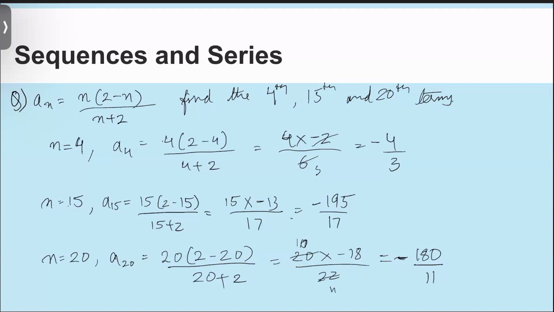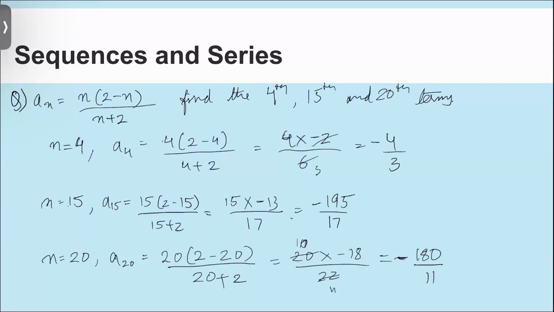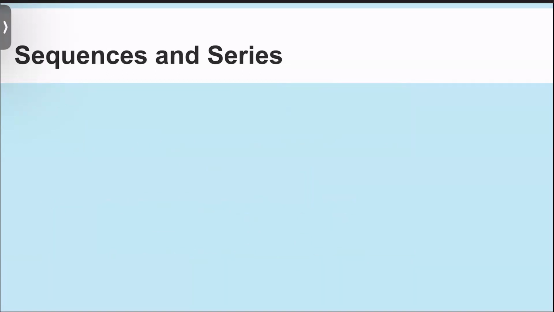Okay, let's see if we can find any sort of d for this. So over here, let's find our first, second, and third terms also and see if we can find any d. Okay, so your a_n is equal to n(2 minus n) upon n plus 2. Let's find our a1. So that is 1 into 2 minus 1 upon 1 plus 2. This is 1 into 1, so this is 1 upon 3.